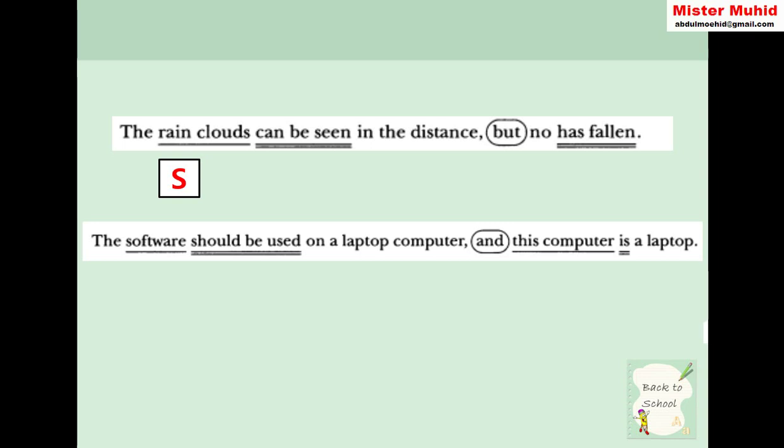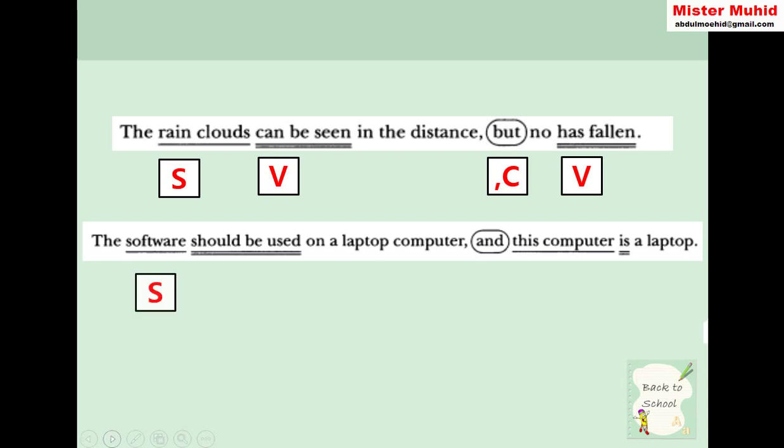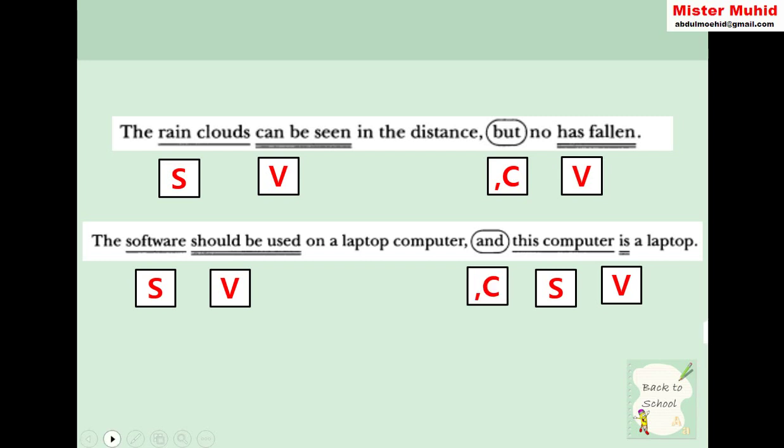Okay, the subject, and then rain, and then can is the verb, and then the verb has connectors. Unfortunately, this sentence doesn't have any subject, so it is totally wrong, an error. Okay, number 2: the software is the subject, should is the verb, this computer is the subject, is a verb again, and then the comma before "and" is the connector.